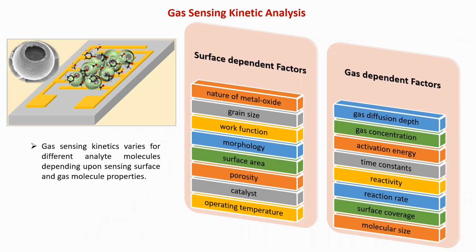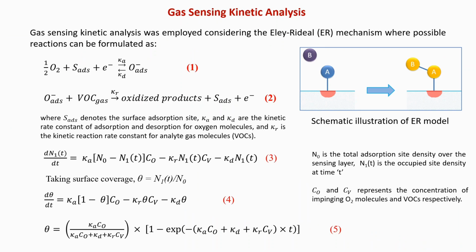We can extract these gas dependent factors for the discrimination, like activation energy, time constants, reactivity, reaction rate, and surface coverage, and this will eventually help us to discriminate among the gases, because each of the gases has a different value of these factors. So we have employed the Ely-Rideal model, where the substrate is initially in presence of oxygen, and the oxygen molecules adsorb on the top of the surface and extract electrons from the surface.